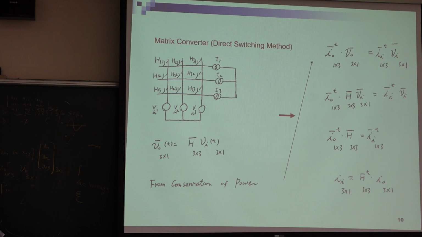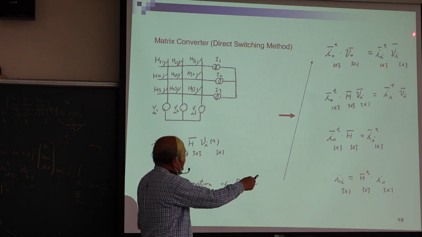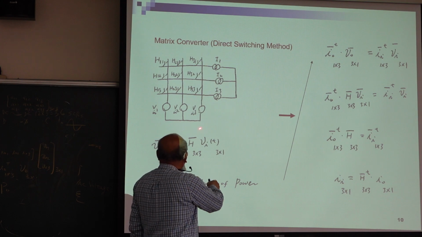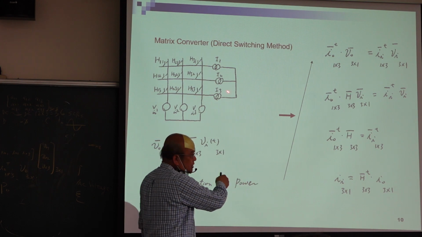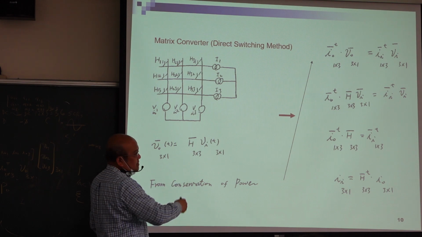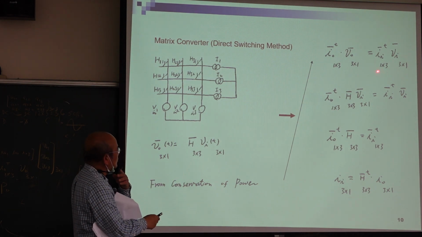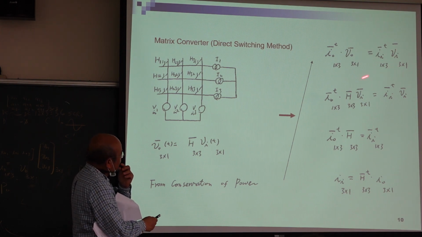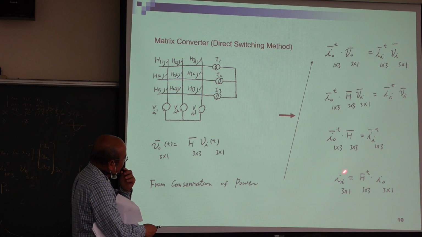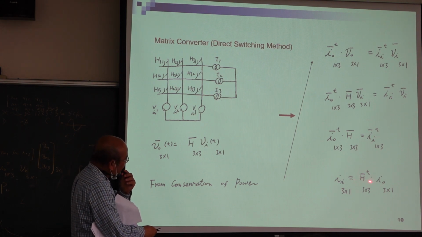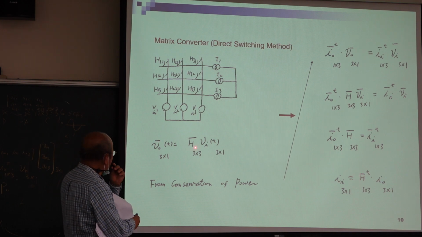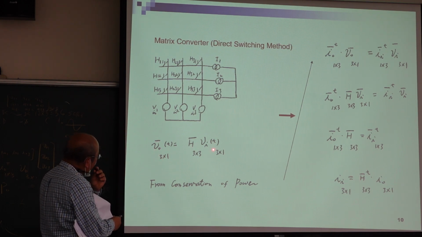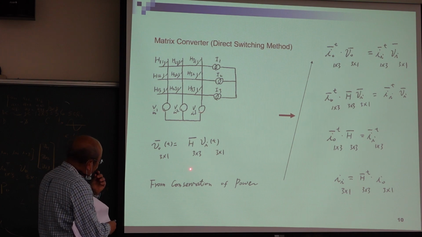So this is output power. Output power is equal to VO1 IO1 plus VO2 IO2 plus VO3 IO3. This is output power, and this is input power. Input power equals output power because the switch is lossless. After some math, we can calculate that the input current is H transpose multiplied by the output current, and the output voltage is H multiplied by the input voltage.